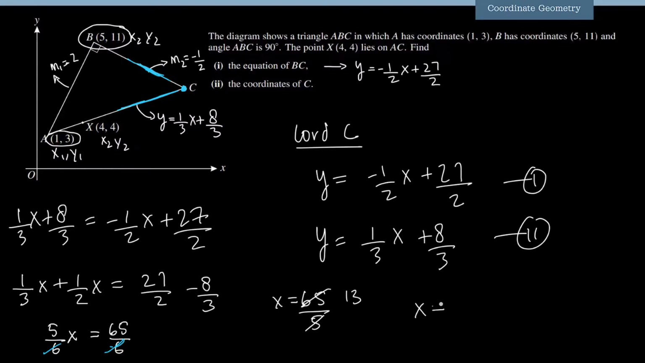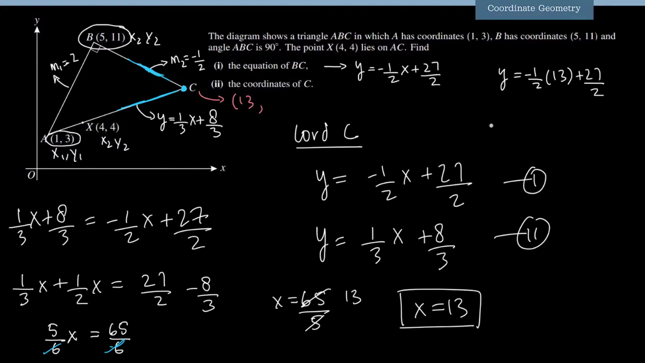So the x coordinate of this point is 13. Now for the y coordinate, I'll substitute this 13 in equation 1 and I'll get y is equal to minus 1 upon 2 times 13 plus 27 upon 2. Solving this gives me y as 7. So the y coordinate of point C is 7. This is the answer to the second part of the question.